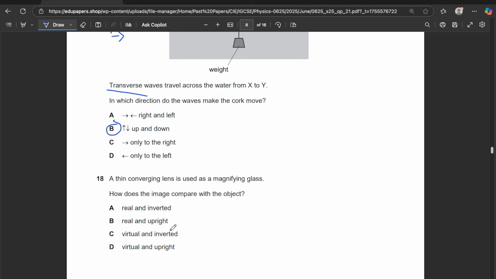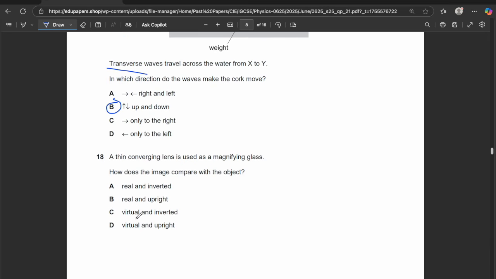18. A thin convergent lens is used as a magnifying glass. How does the image compare with the object? So magnifying glass obviously will be virtual. You don't see the real image, virtual, and because it's virtual, it will be upright. D.